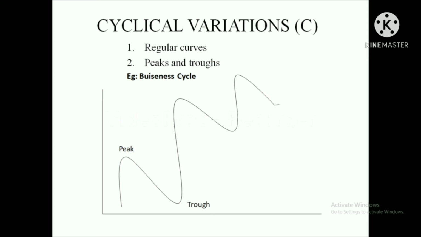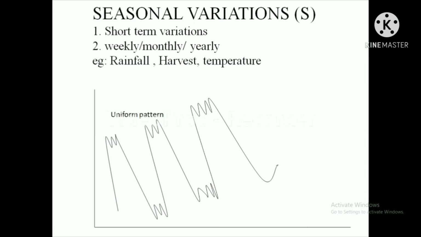Now it has come back in 2020, for example, or 21, for example. So it's coming in a cyclical manner. So that's why it's called business cycle. So the best example of a cyclical variation is a business cycle.